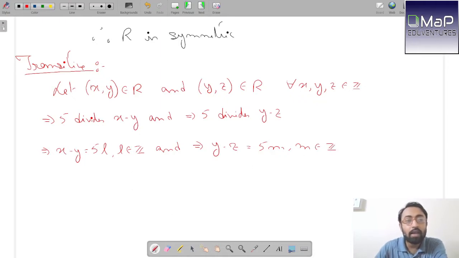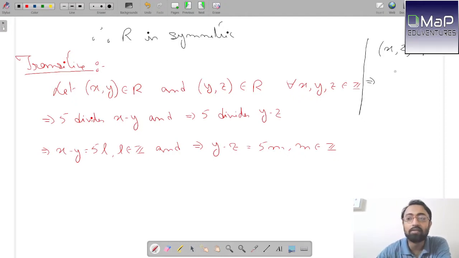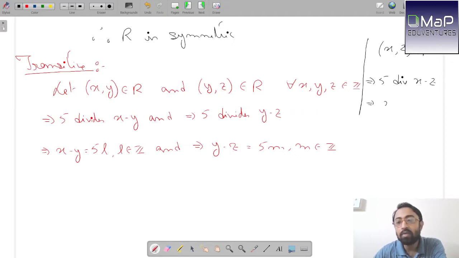Okay, now we need, or we are trying to show that x comma z belongs to R. It's important, but we are trying at least. All right, so x comma z belongs to R means 5 divides x minus z. Now if you can show that x minus z equals say 5p, okay, now you have to form this equation. If you can form this equation, then only we can say that it is transitive.